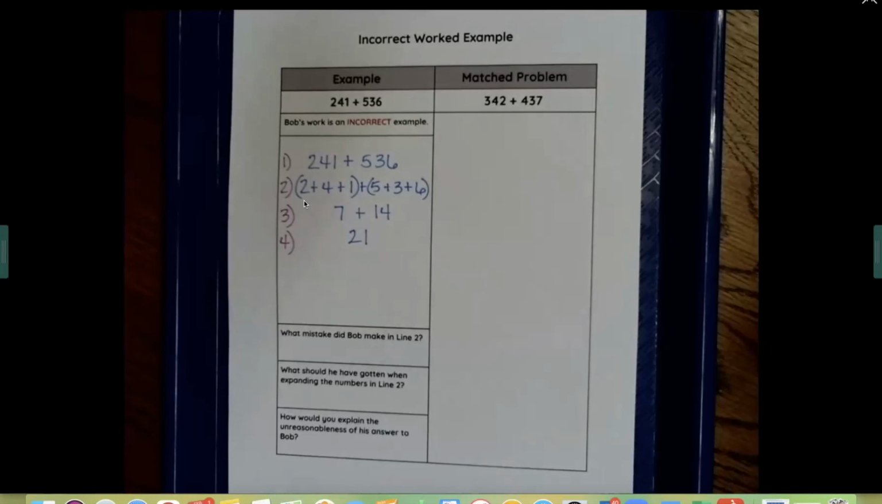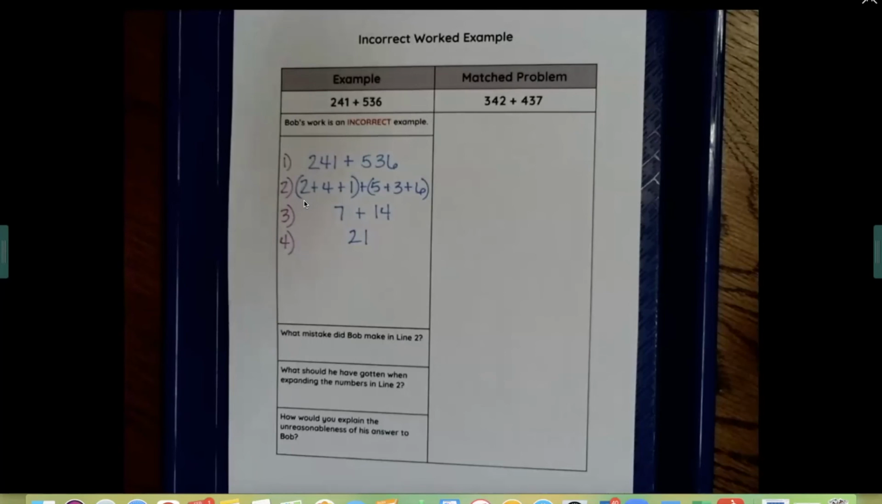And of course, he's not written the correct value for those digits. And then again, I'm asking what should he have gotten? I mean, I'm repeating these questions, just a different problem. And how would you explain the unreasonableness of his answer to Bob? I mean, look at that one. Look what Bob ended up with. He's saying that 241 and 536 is 21 by using the method that he used.